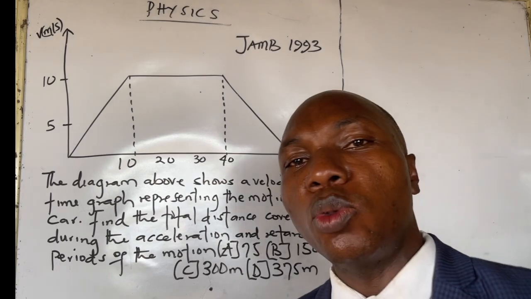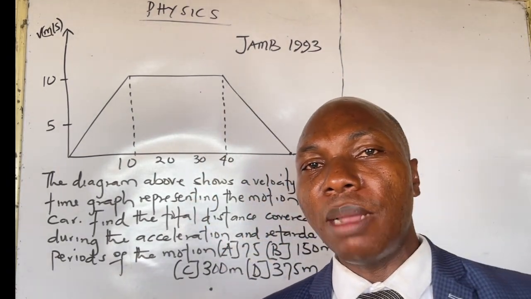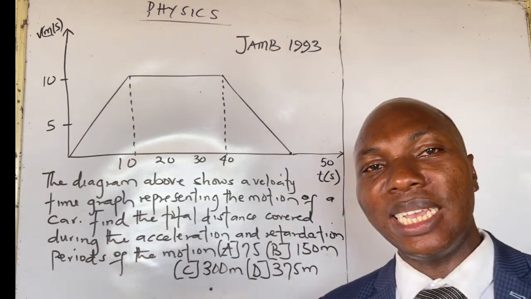Today's class will be solving a practical problem on velocity time graph, and we'll be examining the JAMB past question as a case study.